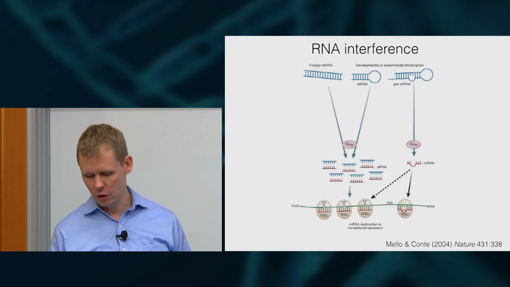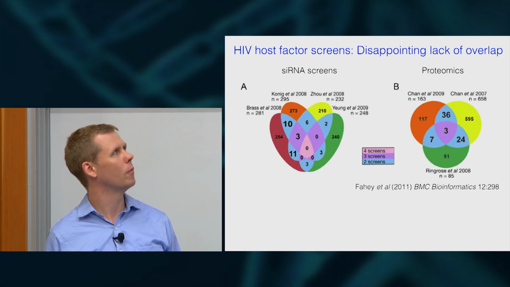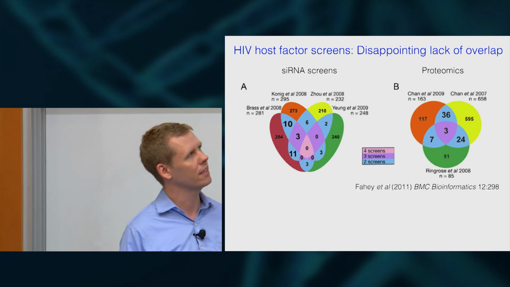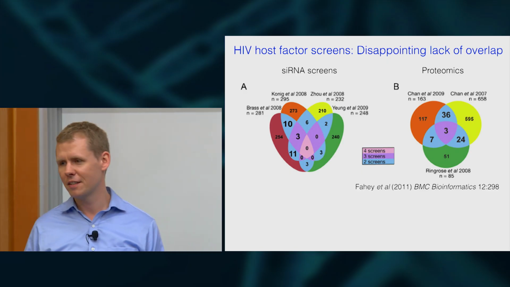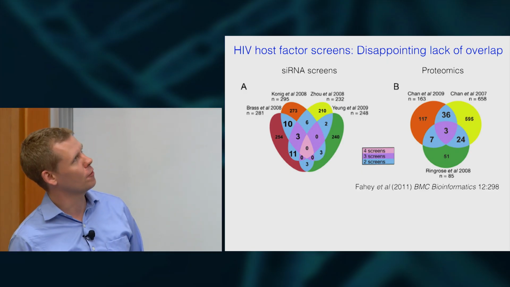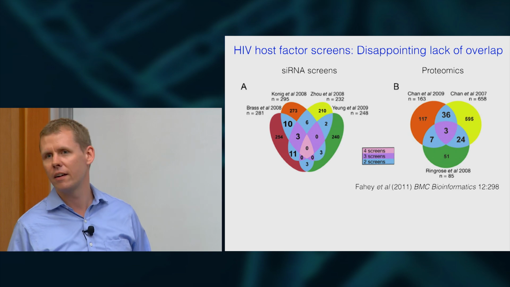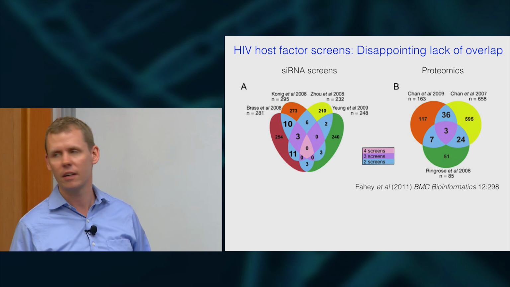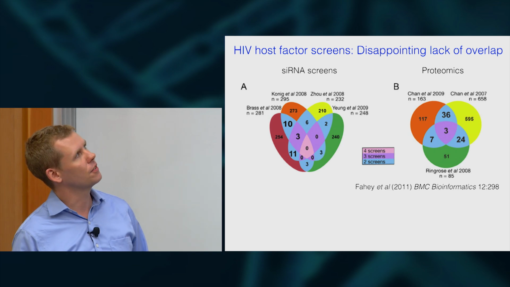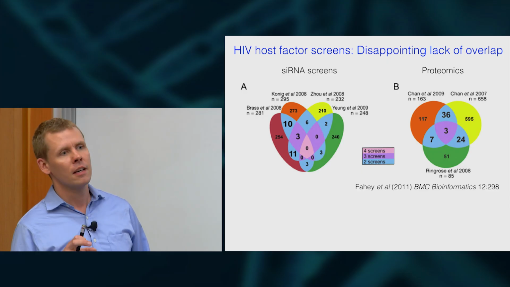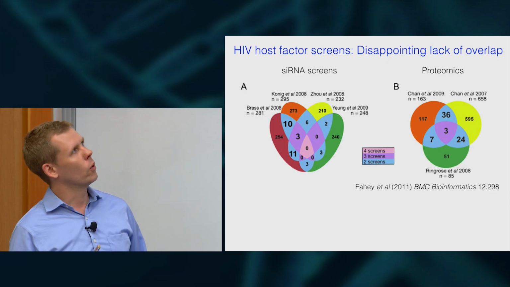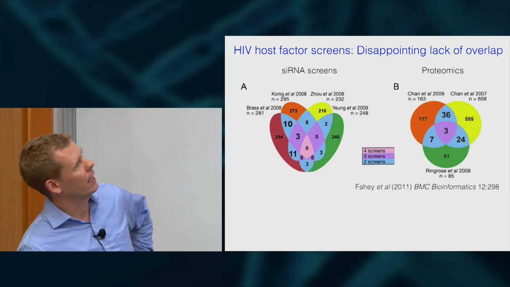Nevertheless, the system has been used, but it's also gotten a bad reputation. This is maybe the most infamous example, and this is a meta-analysis of different HIV host factor screens that have been done. Clearly, this was an area of great medical interest. So different labs did RNAi screens to identify human cell factors that would be required for HIV infection, HIV replication.